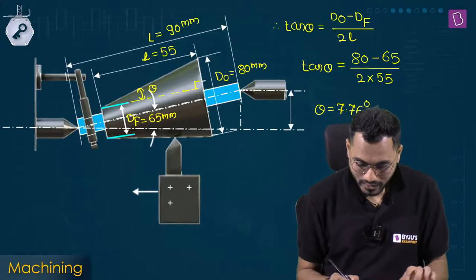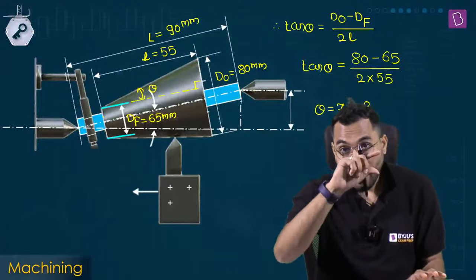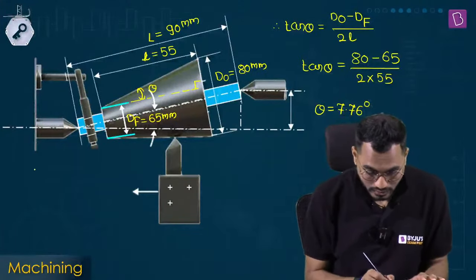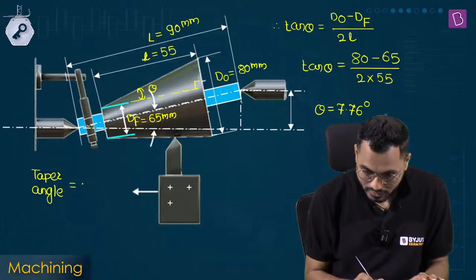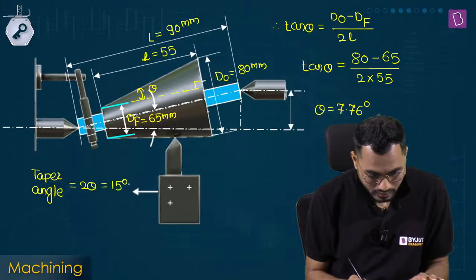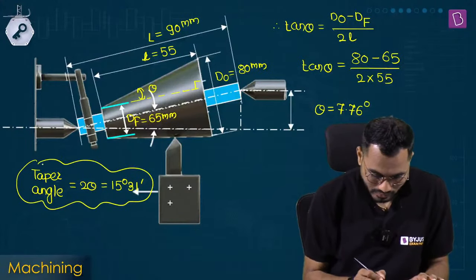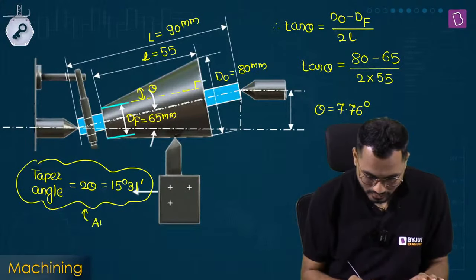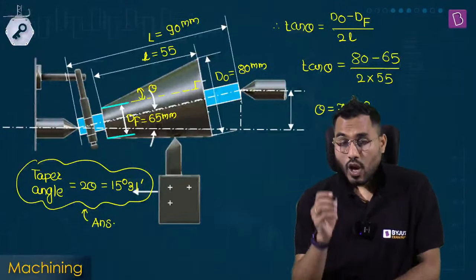So what is the taper angle? The total taper angle has to be double of that, as it is only one half of the taper angle calculated. So the taper angle is equal to 2 multiplied by theta, which is 15 degree 31 minute. This is my answer. Now we are interested to calculate the offset. So how much is the offset?